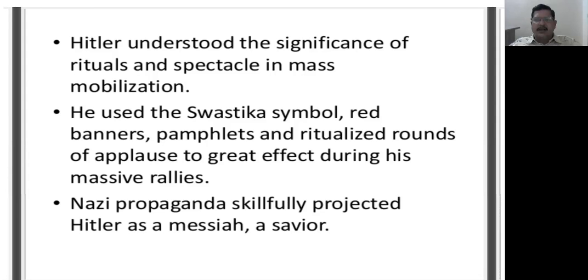Nazi propaganda skillfully projected Hitler as a messiah, a savior. Messiah means like a god, and they gave a propaganda. They almost made him like a savior.